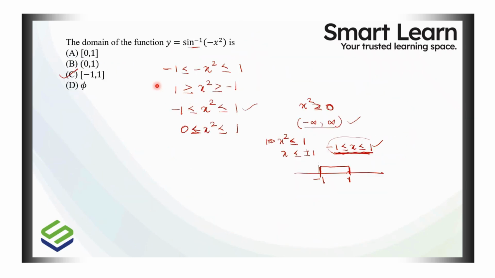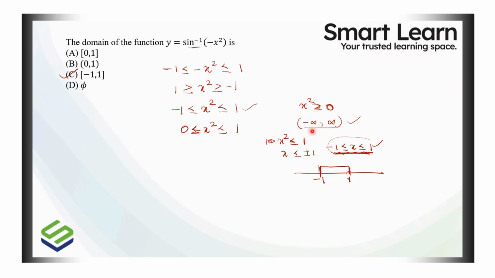Now the next type of question is find the domain of the function. Actually this is not in the textbook, but this is important. You know the sine inverse function domain is between minus 1 to 1. So minus 1 less than or equal to minus x square less than or equal to 1. When I change the negative sign, what will come? 1 is greater than or equal to x square greater than or equal to minus 1. You studied linear inequality. So when you arrange this, minus 1 less than or equal to x square less than or equal to 1. But you know x square won't be minus 1, so it will be from 0. So you have to change this to 0 less than or equal to x square less than or equal to 1.